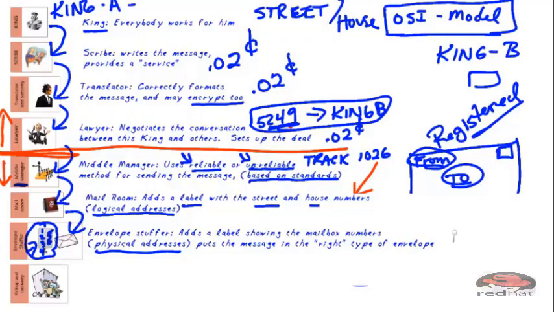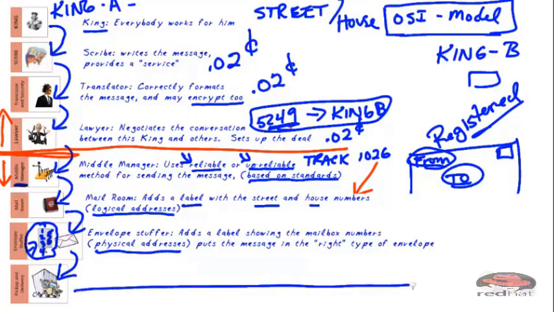So the mailroom has the logical addresses, which are street names and house numbers, and the envelope stuffer is going to add the physical addresses, which is like the box numbers, and it's going to put the messages in the correct envelopes. And then finally, we actually get to deliver them. Woohoo! So once we have all that information done, we have the envelopes and we have the addresses, the physical addresses and the logical addresses, then the delivery takes it over.